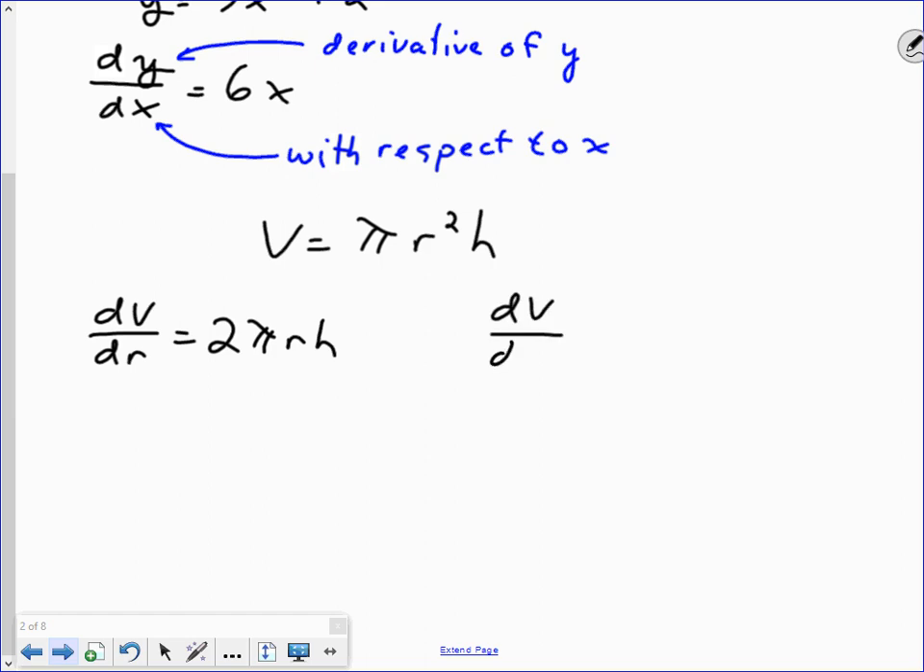We could also treat h as our variable. We could find dV/dh, or the rate of change of volume with respect to height. In that case, we would treat the pi as a constant, the r squared as a constant, and h is our variable, so we'd end up with pi r squared. Okay, and notice that these expressions we get for the derivatives have a geometric relationship to what was going on in our cylinder. Right, the pi r squared is like the area of the base. The 2 pi r h is the area of the curved side.